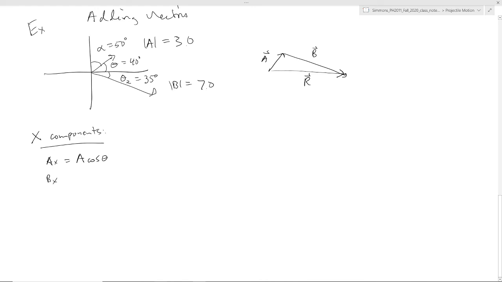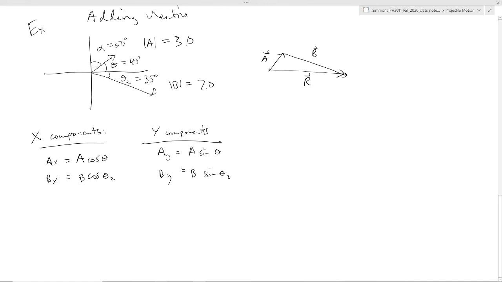The bx piece would be b cosine theta 2. Okay, let's look at the y components. So the y components, if we want a y, that's just going to be a sine theta. The by would be b sine theta 2.